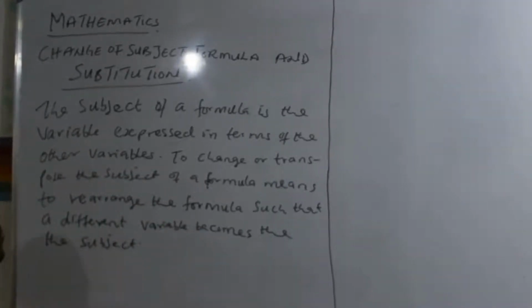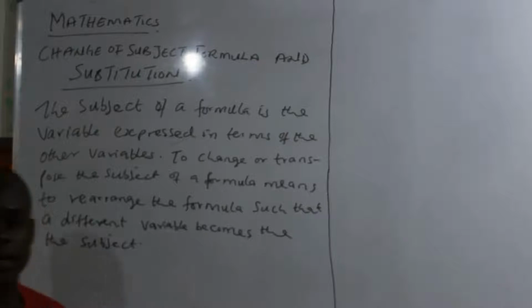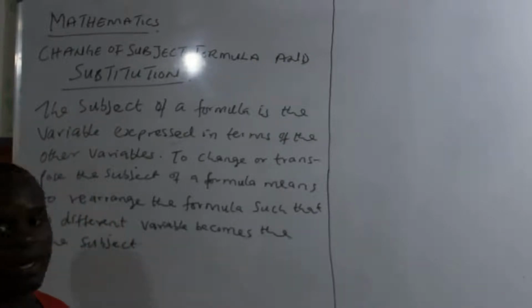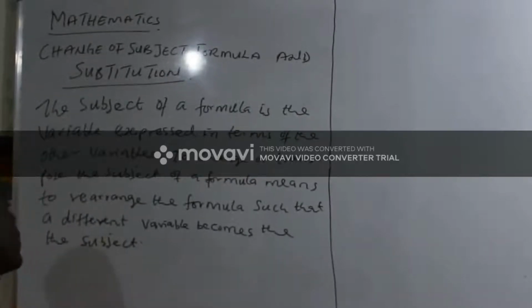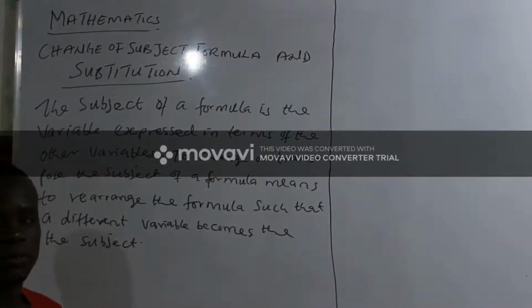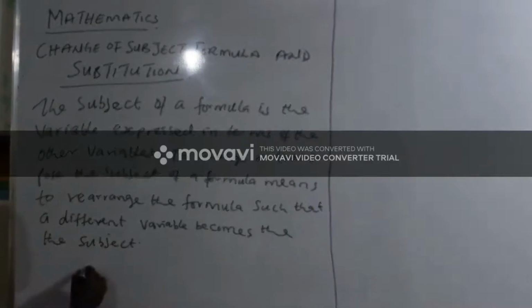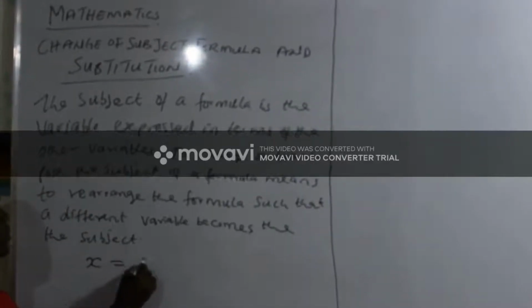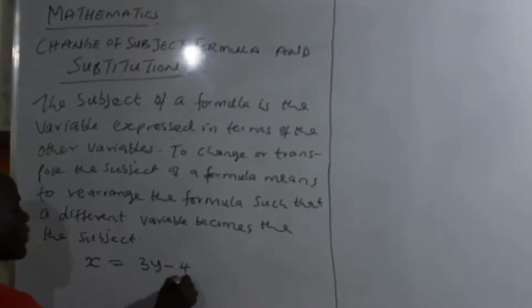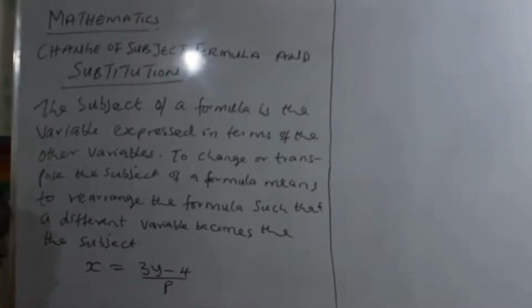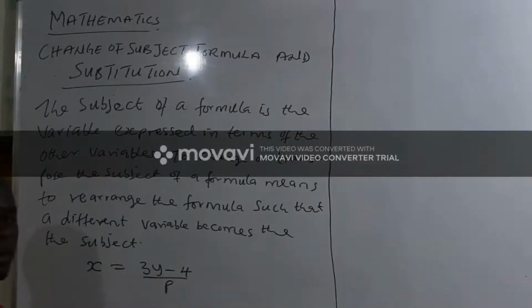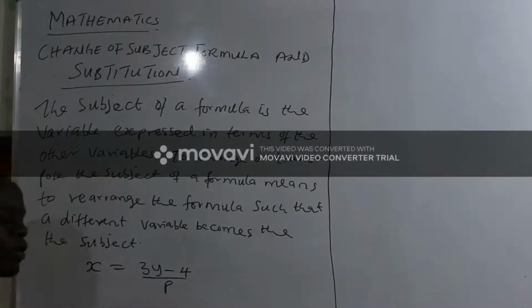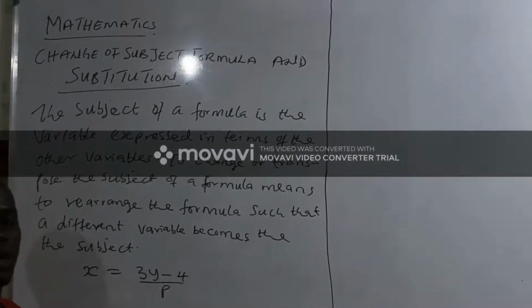But before we move, what do we mean by the subject of a formula? The subject of a formula is the variable expressed in terms of the other variables. For instance, I have x equals 3y minus 4 all over t. In this, x is being expressed in terms of the other variables, which are y and t, and therefore x is called the subject of this formula.